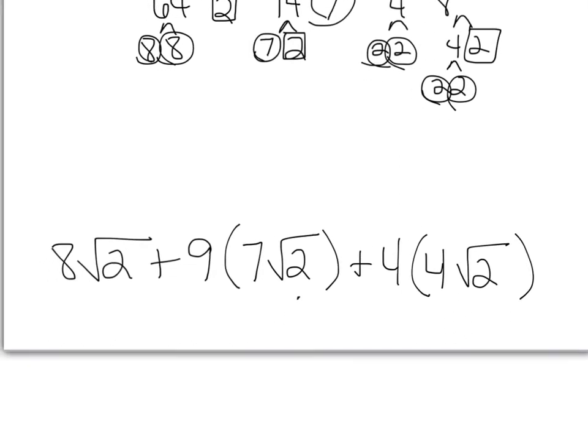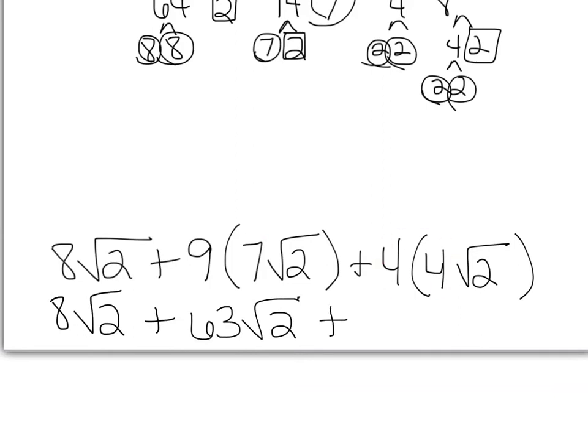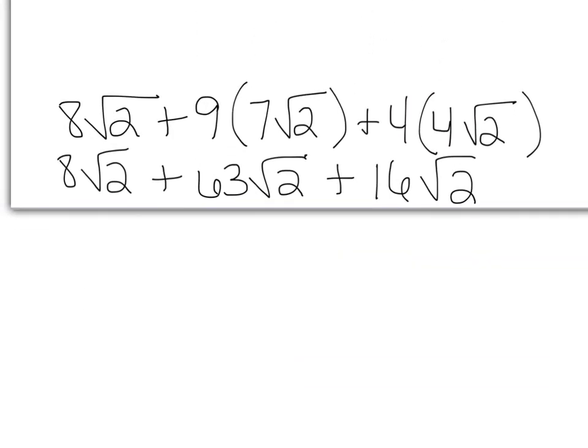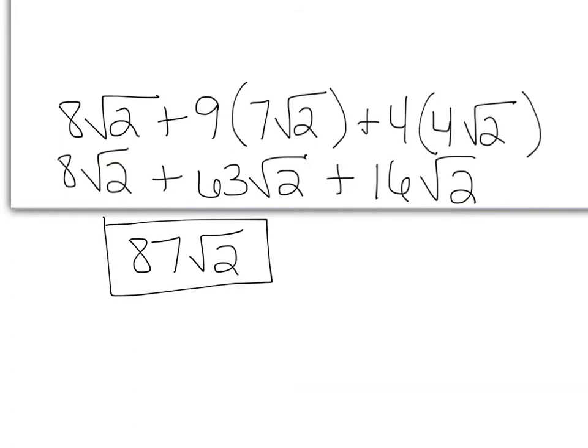Okay. So that's going to give me 8 square root of 2 plus 9 times 7 is 63 square root of 2 plus 4 times 4 is 16 square root of 2. So when I add them all together, because they have the same indexes and the same radicands, you get 8 plus 63 is 71. 71 plus 16 is 87 square root of 2. And that is your answer.